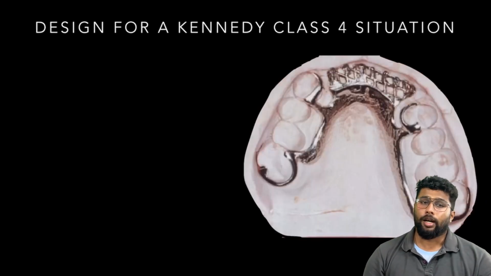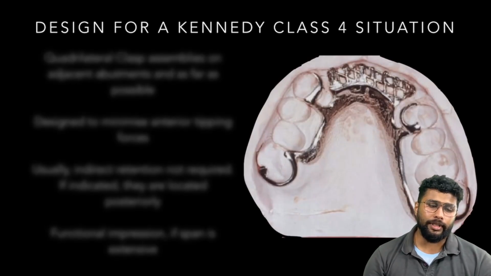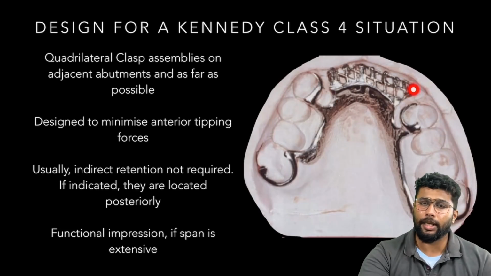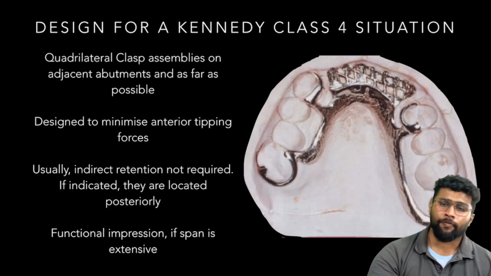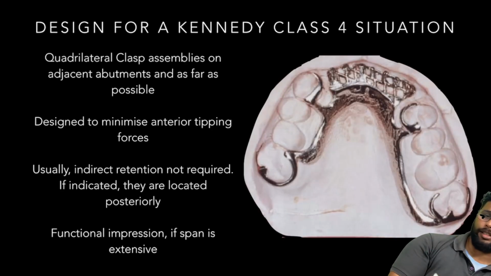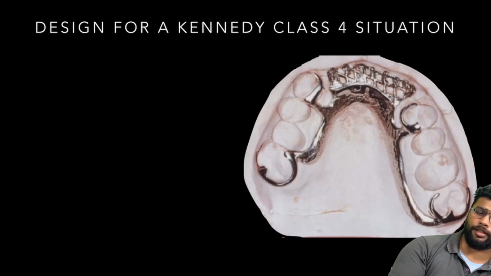Now, class 4 case is slightly unique because in these cases you have a tipping force that is generated from the anterior teeth. So you expect a kind of lifting up at the distal ends, which is why if you notice in this case, they have given clasp assemblies on the distal most teeth, so that any tipping force from here is balanced off by the assemblies on this and this.